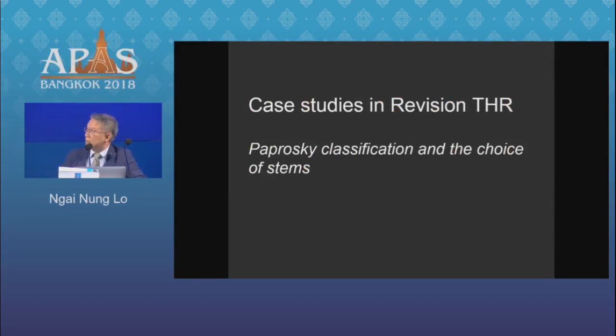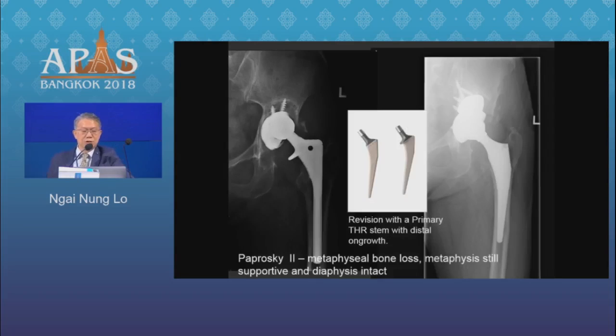So I was asked to perhaps show some cases of how we choose the implants. Paprosky type 2: metaphyseal bone loss, but the metaphysis still supportive and the diaphysis definitely intact. So in a case like this, where the major problem is that you're trying to revise the acetabulum and the proximal femur still is fairly good, you could easily revise this with perhaps a Corail type primary implant, but allowing for hydroxyapatite coating even distally down the entire stem.